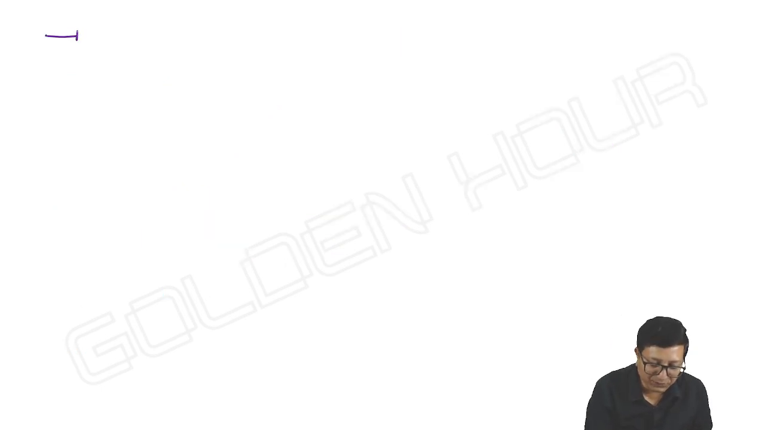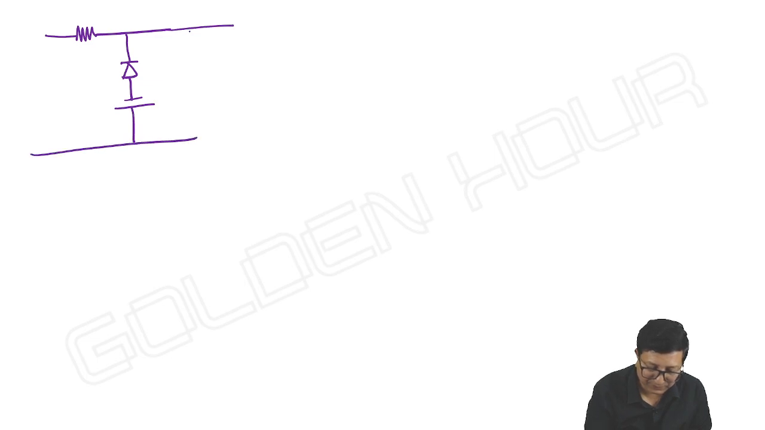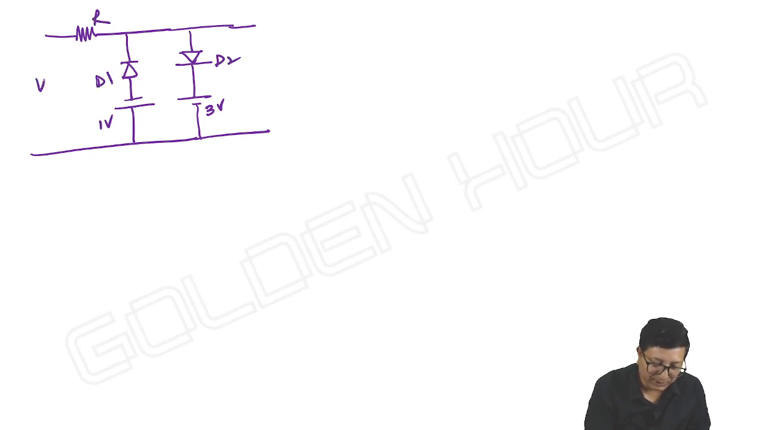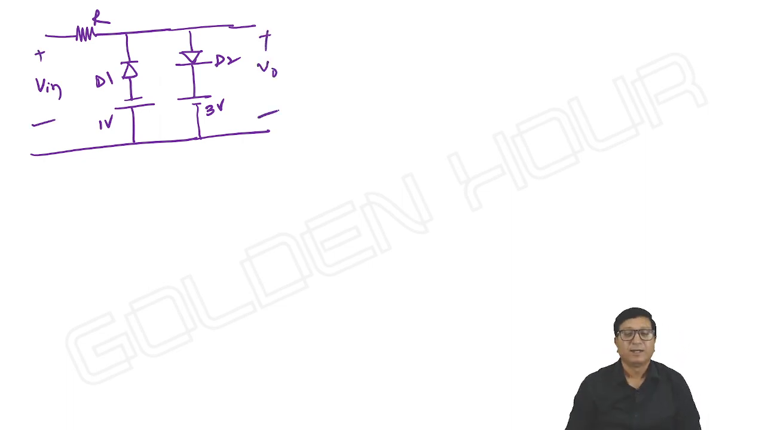Suppose I have a clipper circuit like this. Some 3 volts, 1 volt, D1, D2, input, output. Maybe ideal diodes or V gamma is anything, it doesn't matter. We know how to take the calculations. Suppose the diodes are ideal.